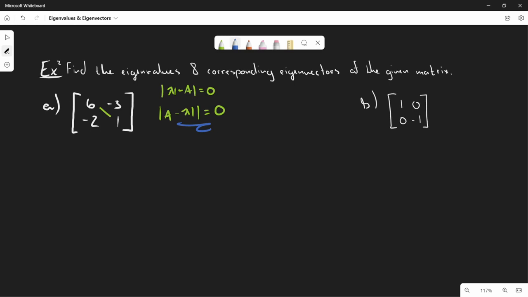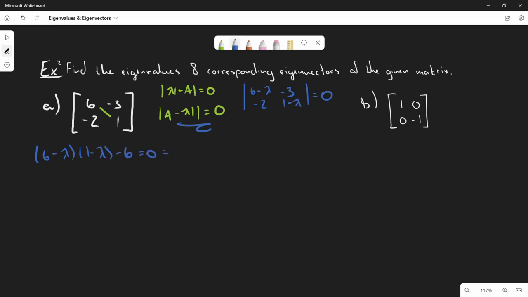And so what we're going to do is have 6 minus lambda, and then this would be -3, -2, and then 1 minus lambda. Set that equal to 0. And so now, if you recall, earlier in the topic we discussed determinants of a 2x2. So you just multiply it out: (6 minus lambda) times (1 minus lambda) minus, well, -2 times -3 is 6. So let's just say it's equal to 0.